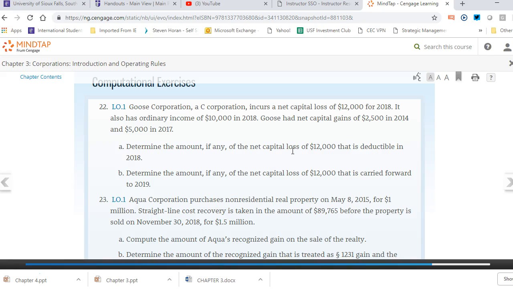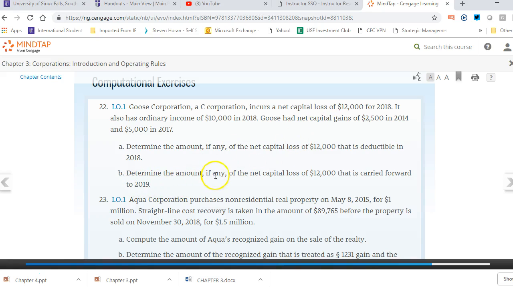I could do some. Up to $3,000 can be offset against ordinary income per year, and then that can be carried forward every year until used up. So the answer is A, none, because the corporation cannot offset ordinary income against capital losses.